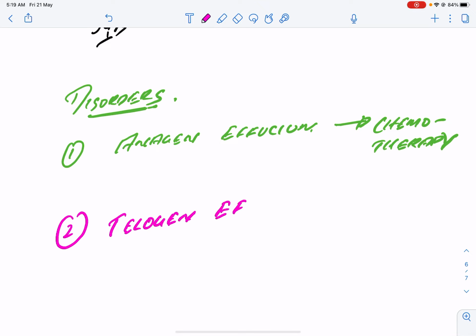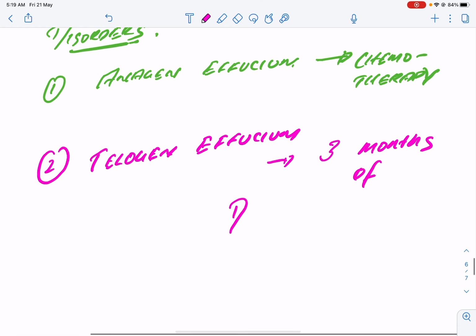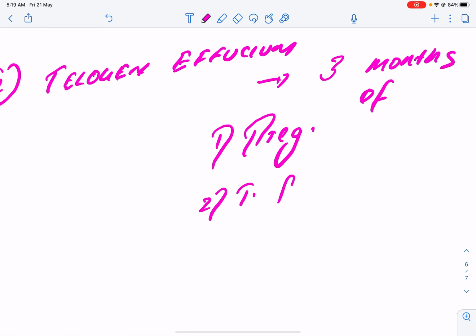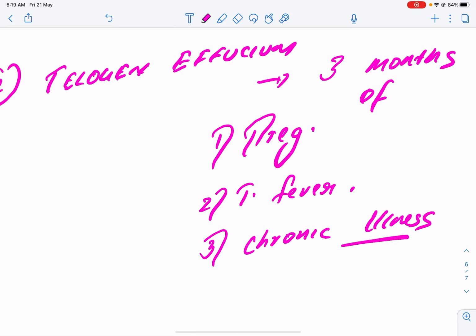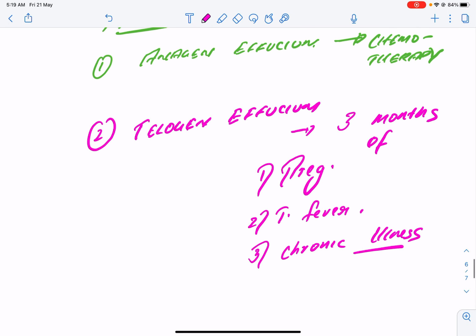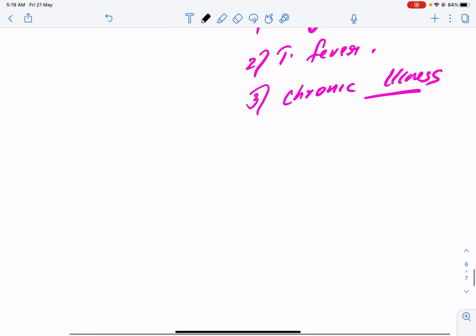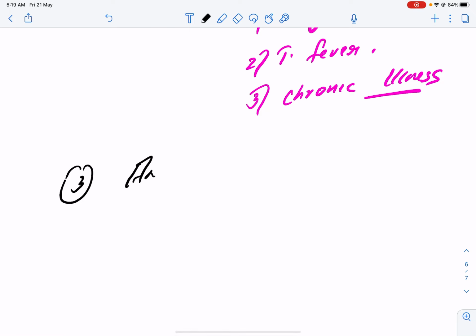Then there is something called telogen effluvium. You know, the telogen life cycle stands for 3 months. So after 3 months of pregnancy, people will come and say, I have weight loss. Or in the case of 3 months of typhoid fever, or some chronic illness, the history they are giving is that in the last 3 months they are having this problem and coming with some hair loss. So you can suspect what? The telogen effluvium.